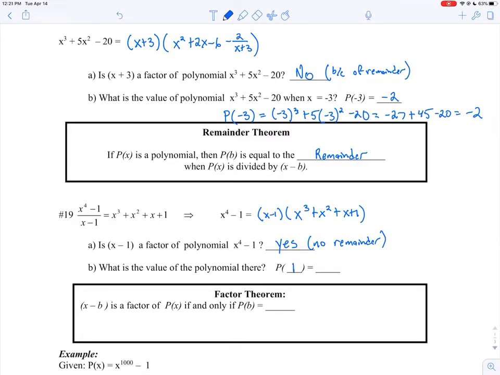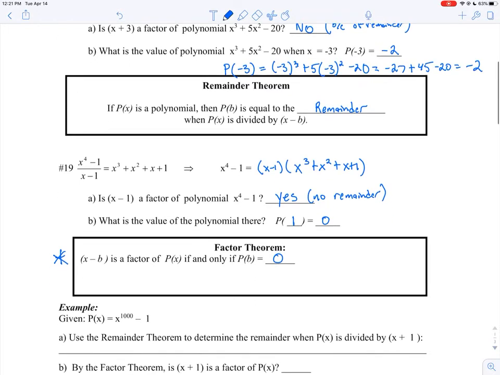If you plug in a 1 value for this, right, we would have 1 minus 1, which just equals 0. All right, that's our indicator that that is a factor. So our factor theorem is just kind of an extension of our remainder theorem. If x minus b is a factor of p of x, or it would be a factor if and only if p of b equals 0. So this is a really important theorem that's going to help us out quite a bit when we're trying to find our roots and we're trying to write these polynomials in our factored form.